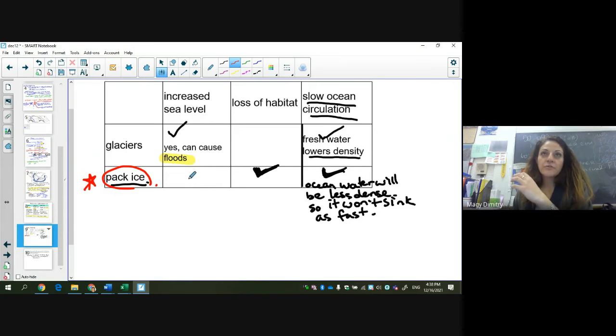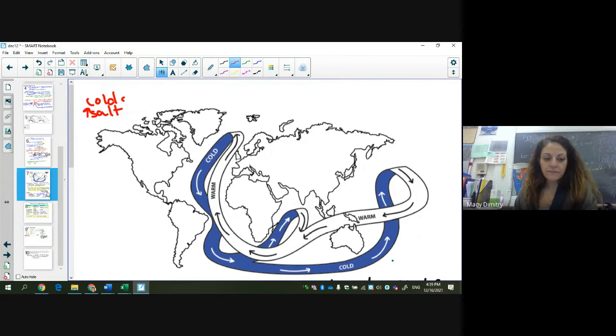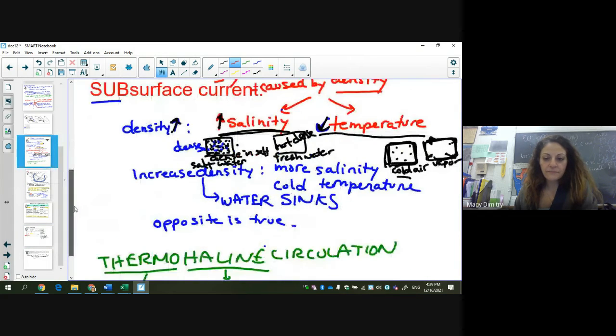It's like if you have an ice cube and you put it in, okay, and then that ice cube melts, it will not make a difference because it's already been incorporated, okay? Whereas glaciers, they're on land. So if they melt, then that's added ice to the water that wasn't there before. So that's why the major impact for glaciers is increase of sea level. And of course, I was getting to that in a minute, the slow ocean circulation. And it all goes back to what we talked about before, density.